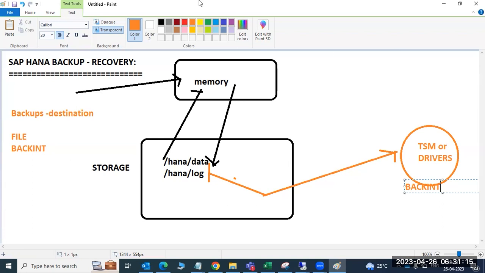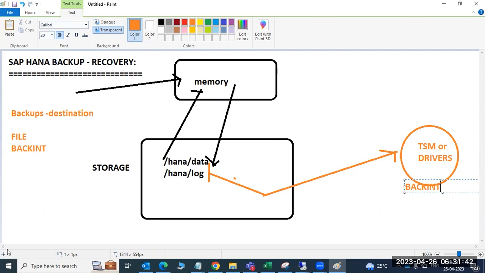Okay, so that is the concept of these backups. Why we have the backup: in case of database failure, we can recover it. In case something got deleted, or some data got corrupted, we can recover it using the last backup, either the file backup or the back INT backup. That's why we have to take the backup. That is the main purpose here.